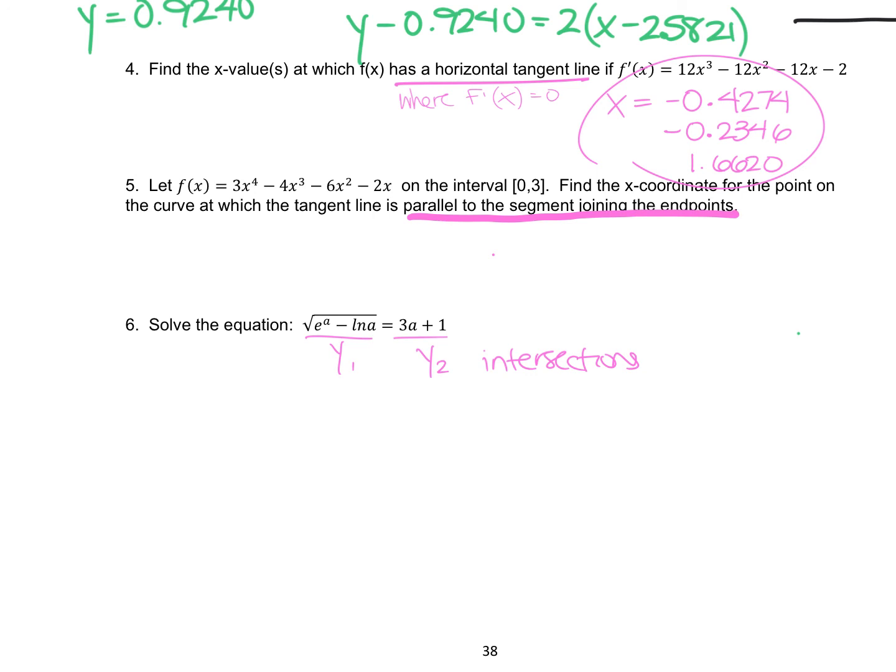How do you find slope? Y2 minus y1 over x2 minus x1. So what I'm going to do is start by typing in f of x into the first equation, because I'm going to use my function notation everywhere I can. I'm not plugging this in by hand. So I'm going to type in 3x to the 4th minus 4x to the 3rd minus 6x squared minus 2x. While I'm here, I'm going to make y2 be the derivative of y1. So math.